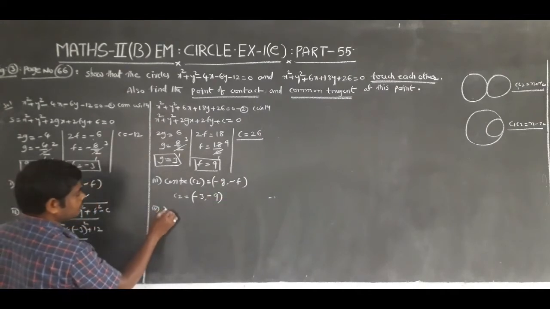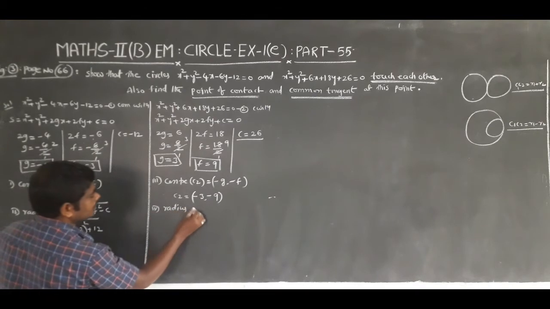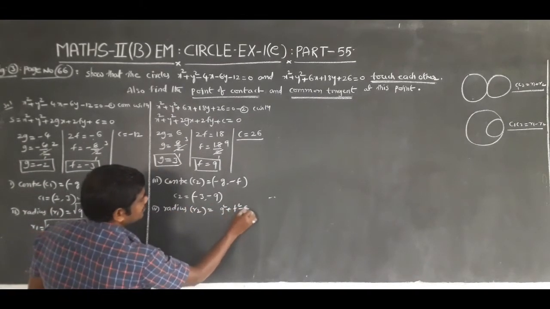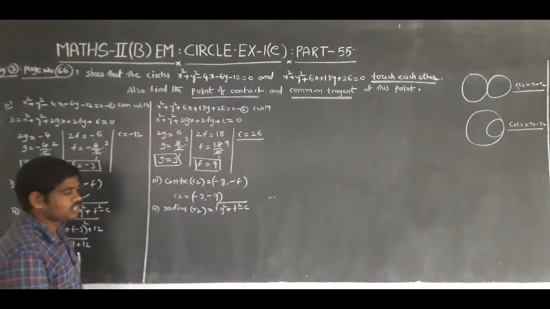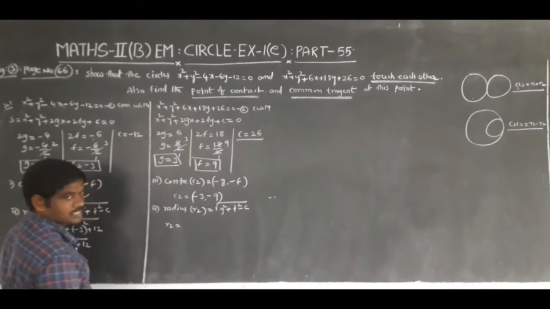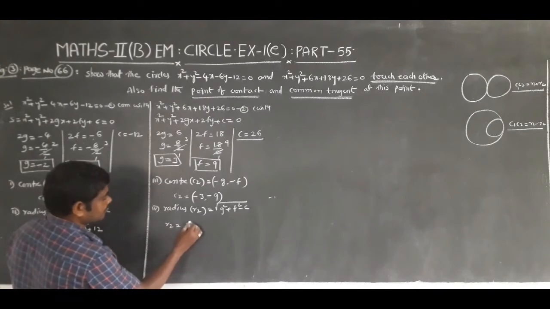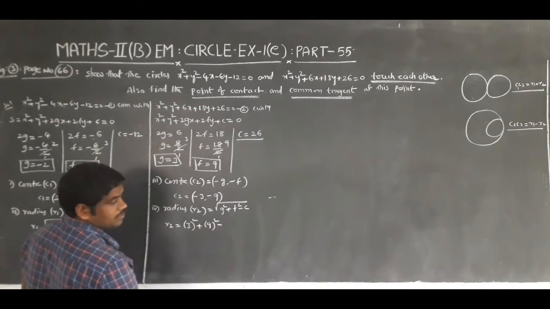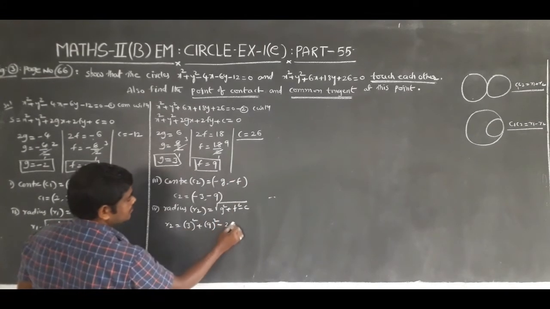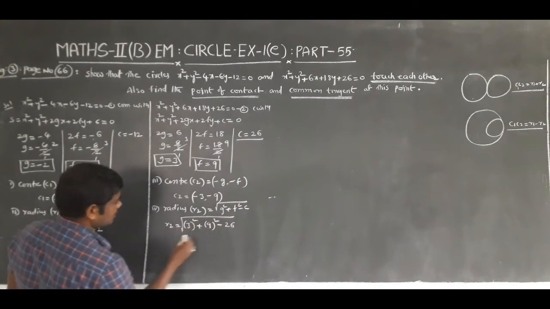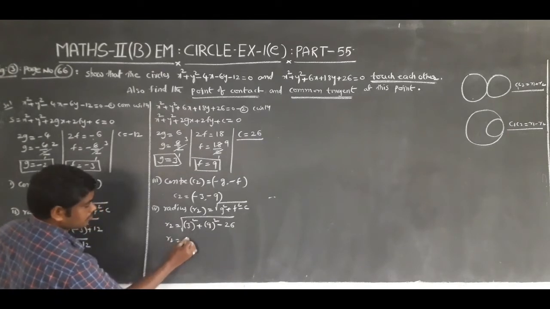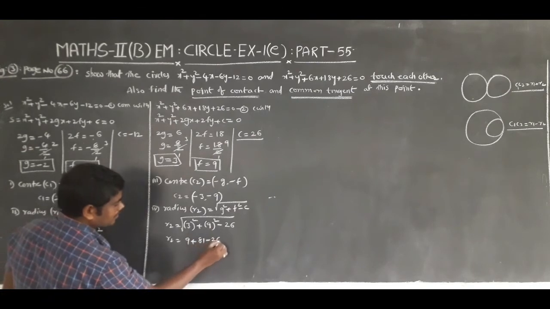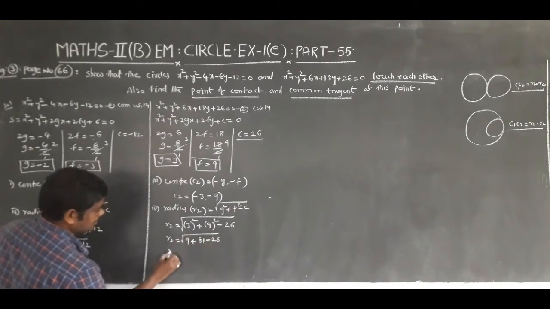Next, the fourth one: the radius of the second circle. Radius is equal to the square root of g square plus f square minus c. G square is 3 square, f square is 9 square, minus c, where c is 26. R2 is equal to the square root of 3 square, 9, plus 9 square, 81, minus 26.